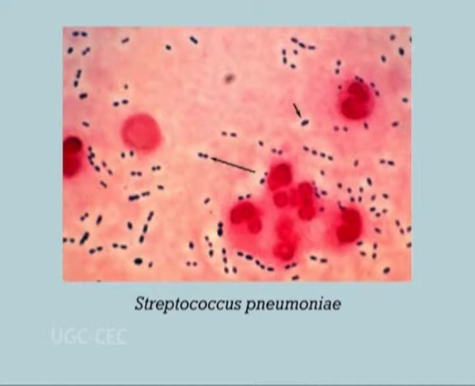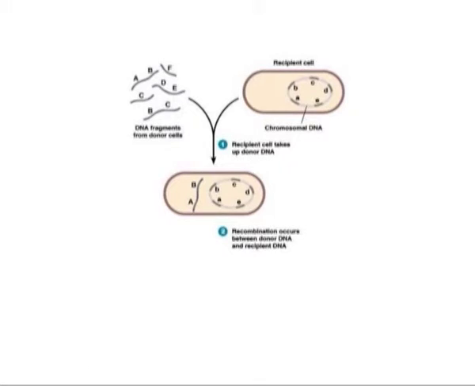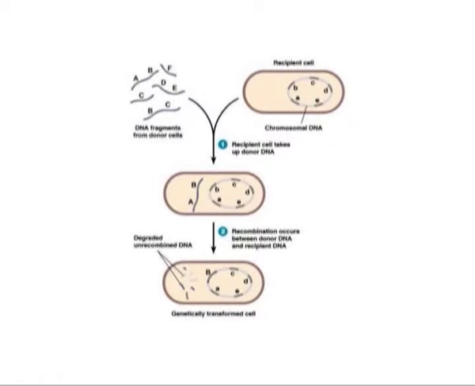Competency is a complex phenomenon and depends on several conditions of bacterial growth. Taking the example of Streptococcus pneumoniae, they become competent during the exponential growth phase, that is, when the bacteria are actively dividing or when the population reaches about 10 to the power 7 to 10 to the power 8 cells per ml. When the population becomes competent, the bacteria secrete a protein known as the competence factor, which stimulates the production of 8 to 10 new proteins required for transformation.